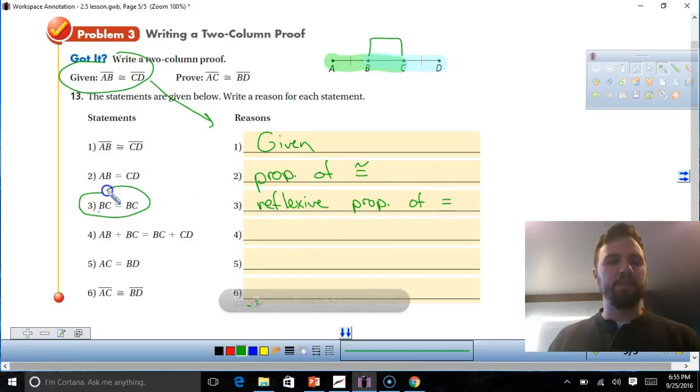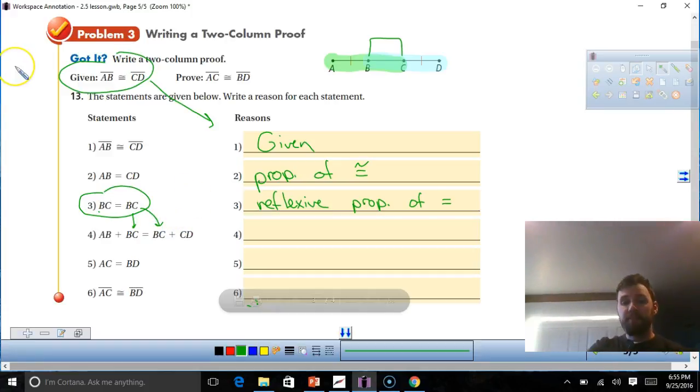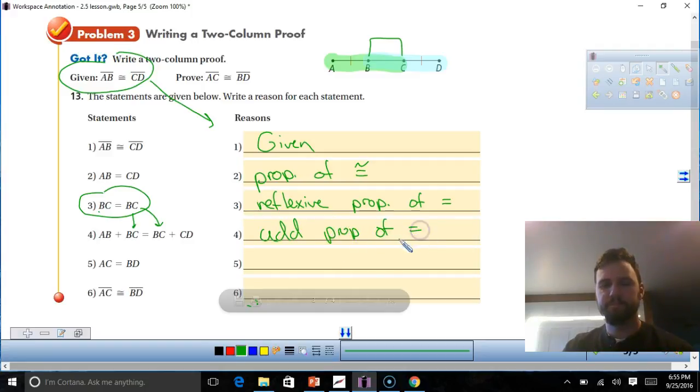Alright, so now they equal each other. And down here, we add it to both sides. So when you add something that's the same to both sides, that is your addition property. So now we end up with AC equals BD. What? How did we get that? That's silly. What in the world? AB plus BC equals AC.